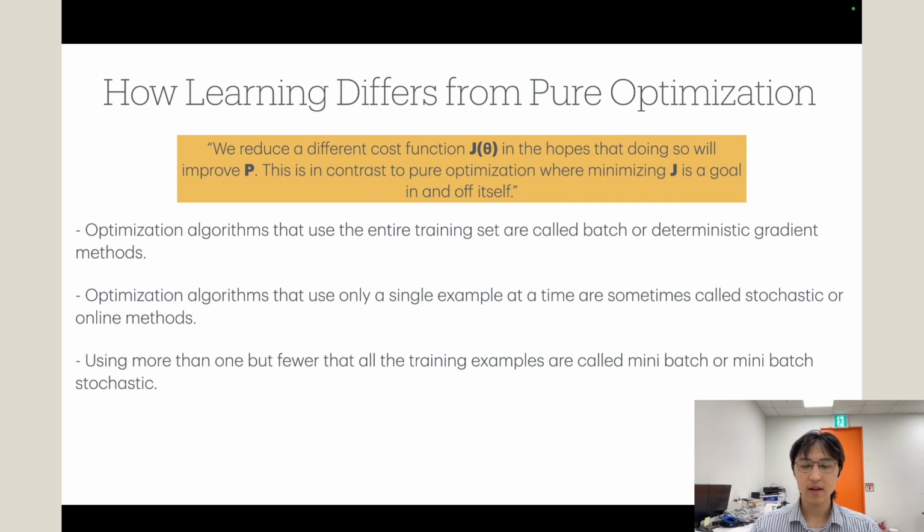Optimization algorithms that use the entire dataset at once are called batch or deterministic gradient methods. On the other hand, if an optimization algorithm uses a single example from the dataset, we call them stochastic or online methods. Most deep learning networks use more than one example and fewer than all training examples, and we call this kind of usage mini batch. A mini batch represents the entire dataset, but it is not the entire dataset. It randomly selects a certain number of examples, so we call it a mini batch.